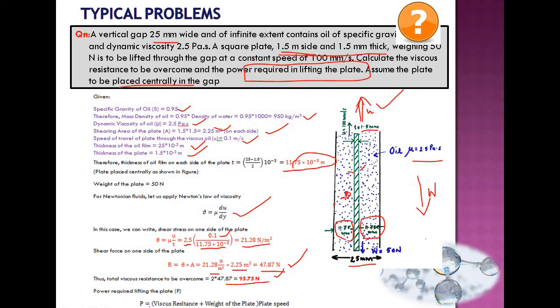But it has got weight also. So what is the weight? 50 Newton. So how to get the power required in lifting? Total viscous resistance, that is 95.75, plus weight, that is 50, multiplied with the plate speed, because power you can get as the force into the speed at which the plate is moving. So 95.75 plus 50, that much Newton multiplied with 0.1 meter per second. So the power required in lifting the plate is about 15 watts or 14.58 watts.